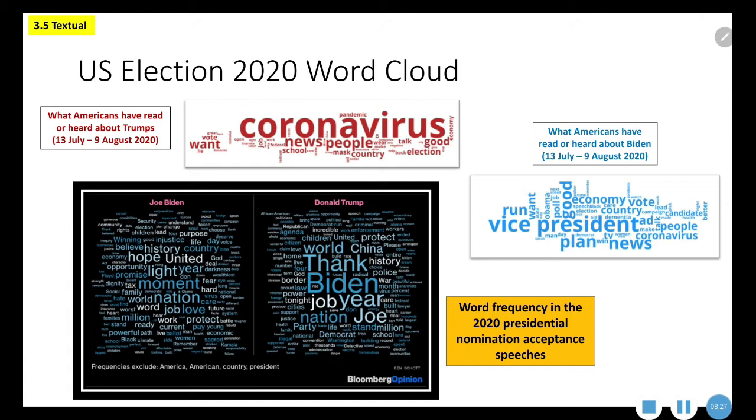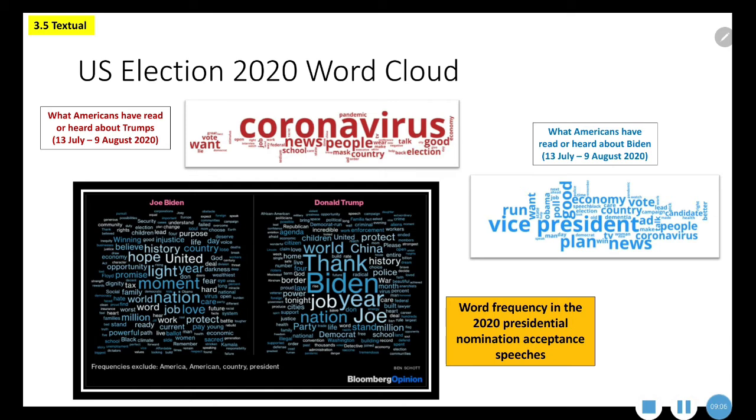And then this one, in this black box here, represents the word frequency in the 2020 presidential nomination acceptance speeches by these two candidates. Joe Biden talks more about moment, nation, hope, year, and love. But Trump mentioned a lot about Biden, maybe because Biden is one of his opponents, and then Joe, world, China, and year.